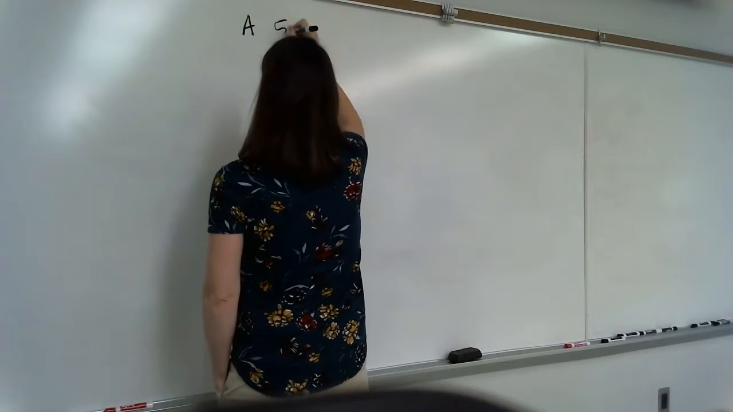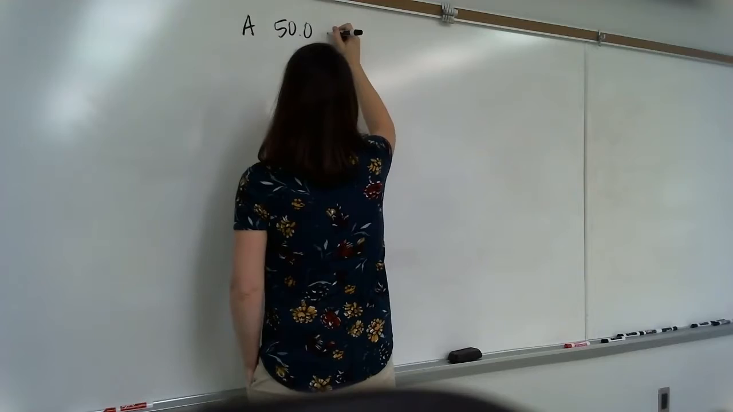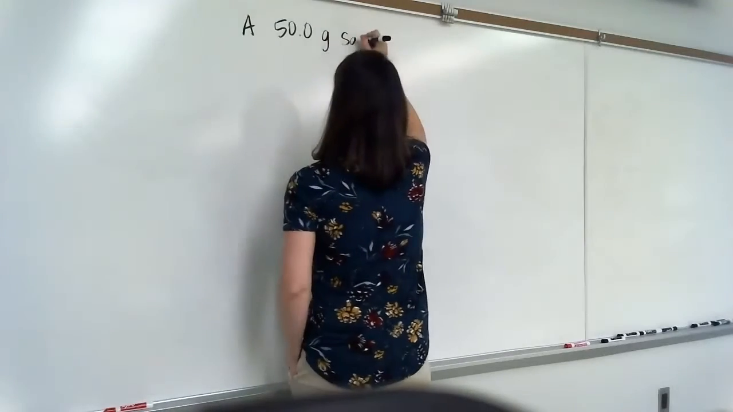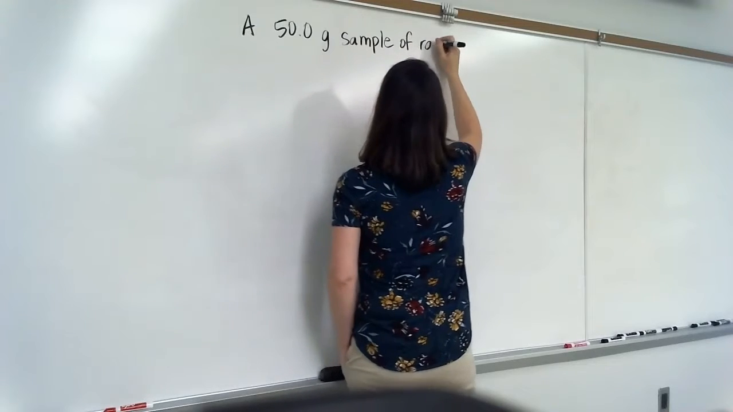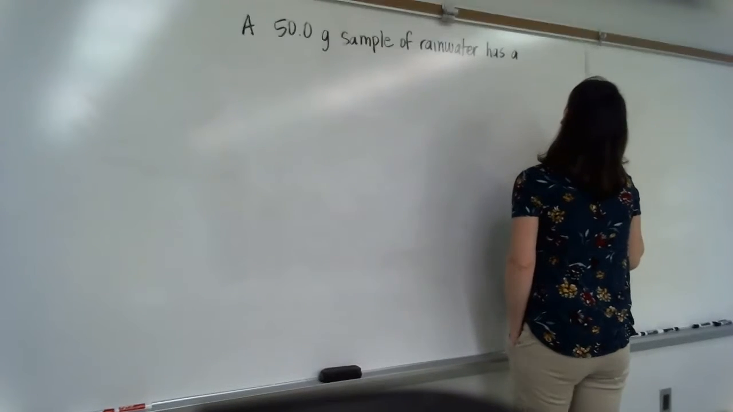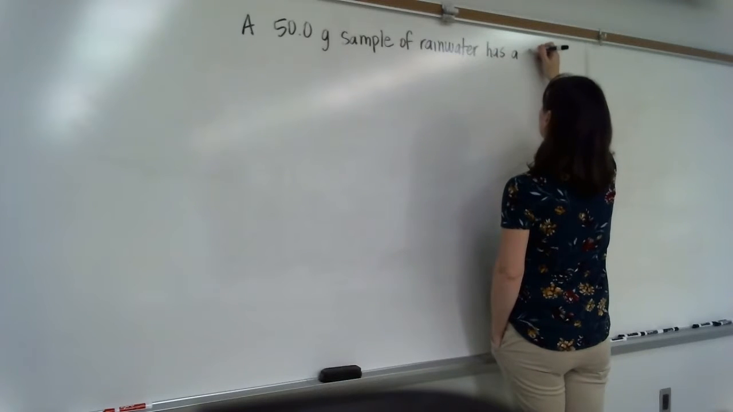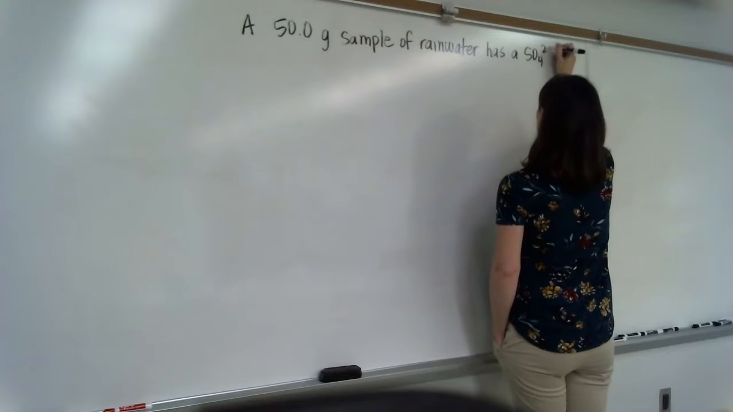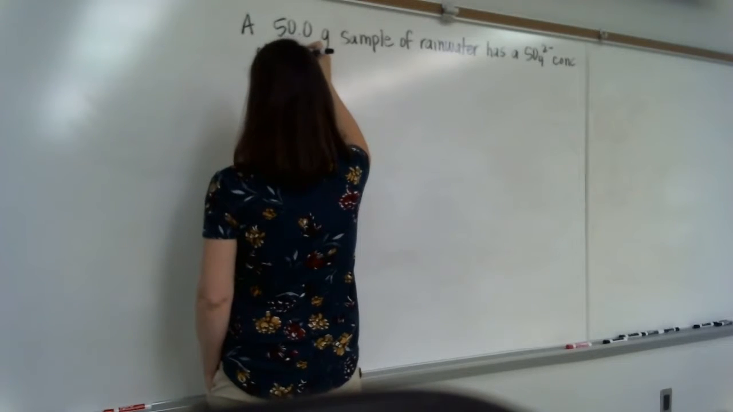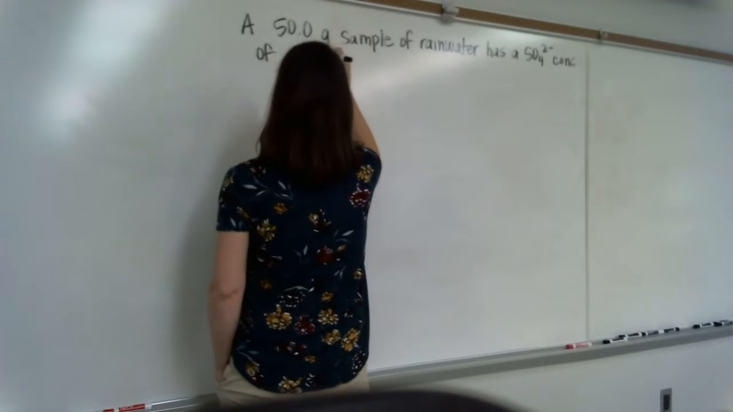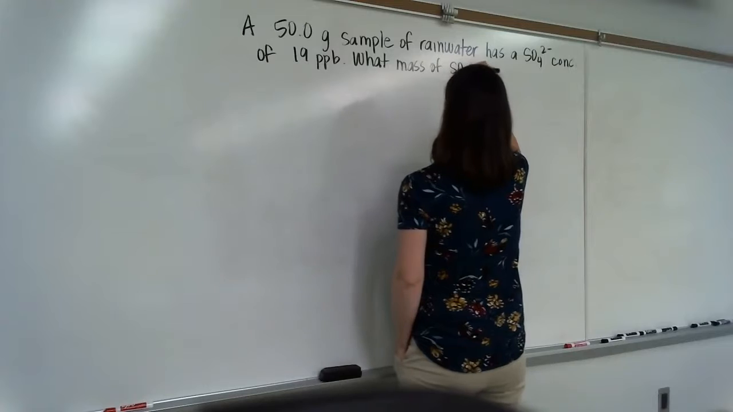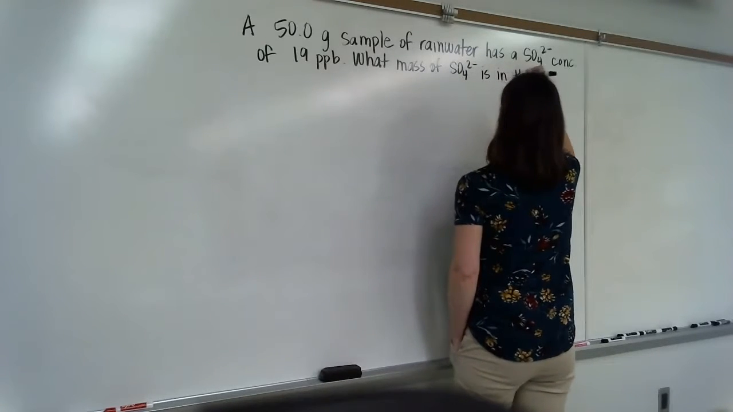Let's do grams. A 50-gram sample of rainwater has a sulfate concentration of 19 parts per billion. What mass of sulfate is in the water?